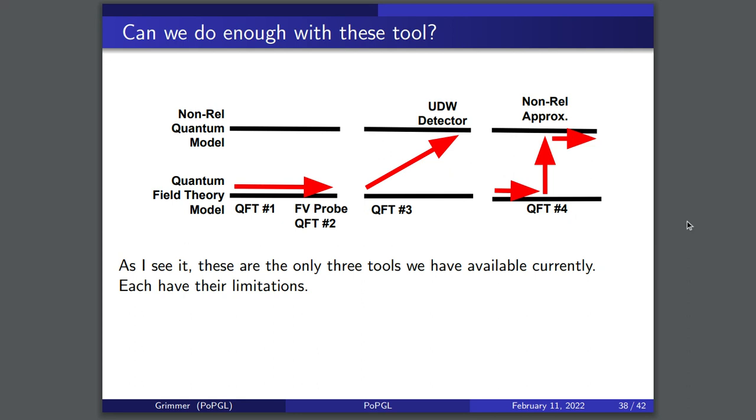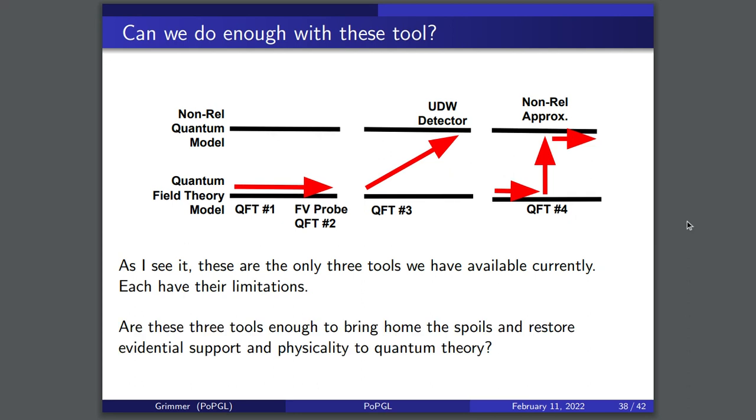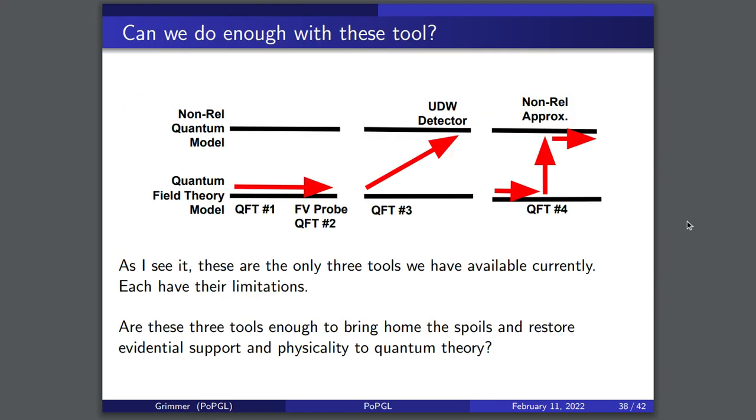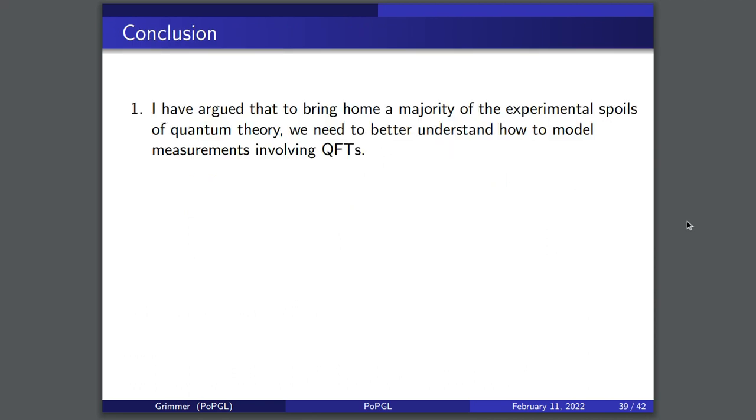So each of these 3 tools has its limitations, but as I see it, these are the only tools we have available. So are these tools enough to bring home the experimental spoils of all of the successes of quantum theory and to restore evidential support and physicality to quantum theory? I'm just going to leave that as an open question. All right. So, this is a great question. If you can think about this and find out the answer, I'd love to hear it. I think this is a very interesting question we need to answer. I think it's a critical question.